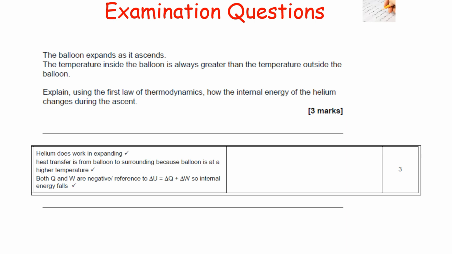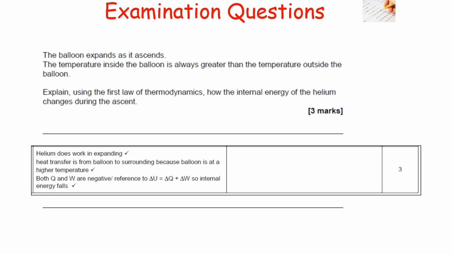So why is ΔQ negative? Well, energy is being lost to the surroundings because the energy will always flow. The kinetic energy of the gas will always flow from the high temperature to the low temperature. So the higher temperature is inside the balloon. It's the gas inside the balloon. So that's losing the kinetic energy to the outside because the outside is the lower temperature.